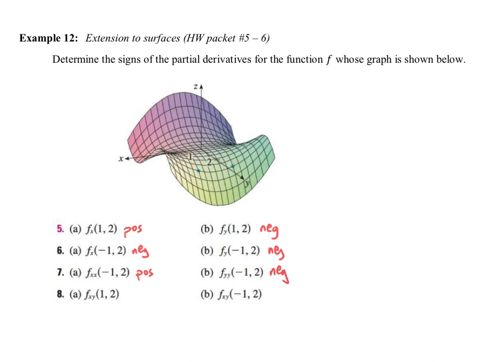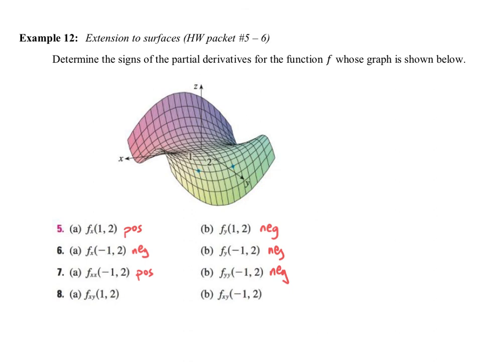Now, the second derivative with respect to two different variables becomes even more difficult. So let me try to communicate what 8a and 8b are asking. That second derivative is asking for the rate of change of f sub x, the first derivative with respect to x, in the y direction as you look at the positive x direction.